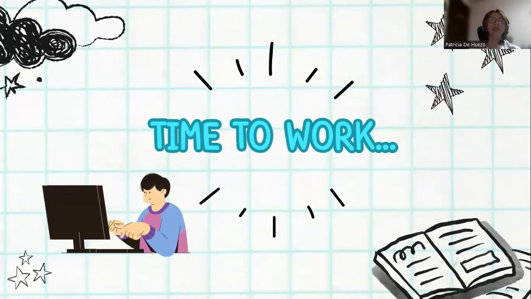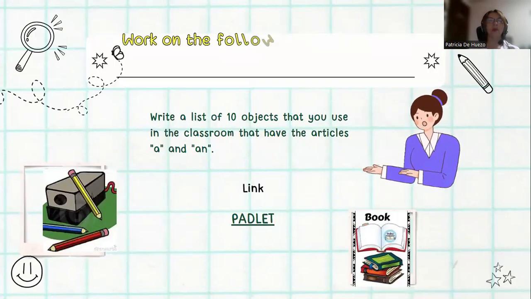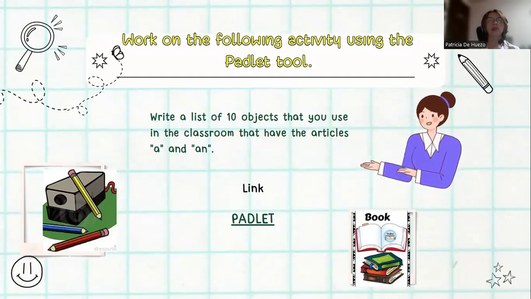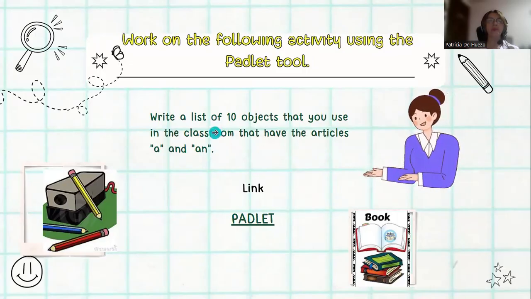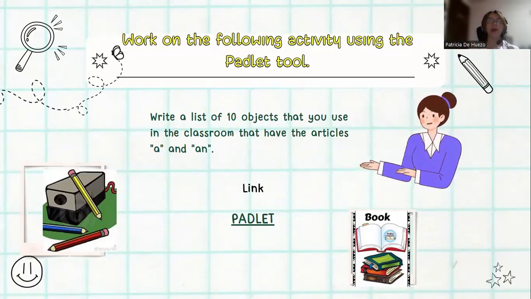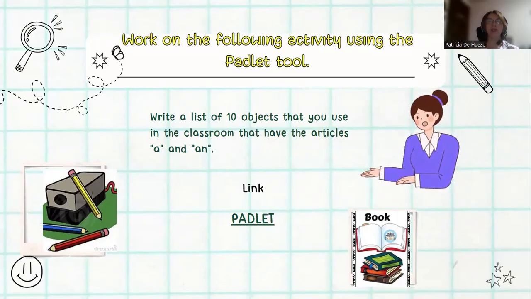Now let's explain how the first activity will be developed. First, we indicate what the students are going to do. In this case, we ask them to make a list of 10 objects that are used in the classroom that have or carry the article a or an. We are going to use the Padlet tool.